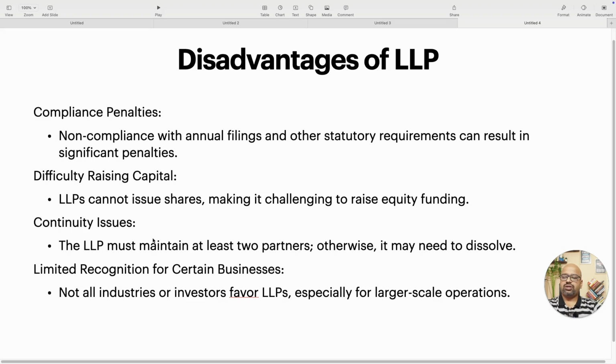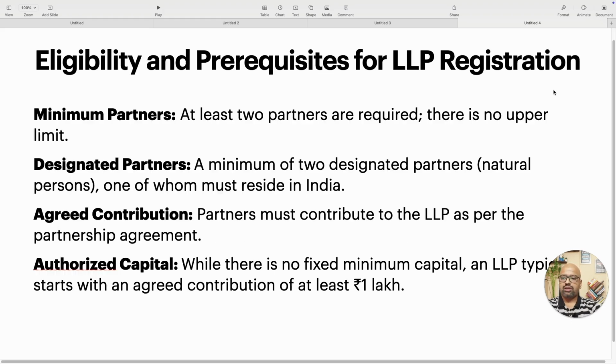Then continuity issues. You must maintain two partners all the time, otherwise it will be dissolved. If, due to some unfortunate event, my partner passed away, now I have to replace him with someone immediately, or else it will be dissolved. So these are things for which you need to take a clause and then execute it accordingly. And limited recognition for certain businesses. People take it the other way when it comes to LLPs. Do not accept things saying, okay, if I want the reputation of a private limited company, you cannot get that in an LLP. You should be a private limited company. So accordingly, you need to plan.